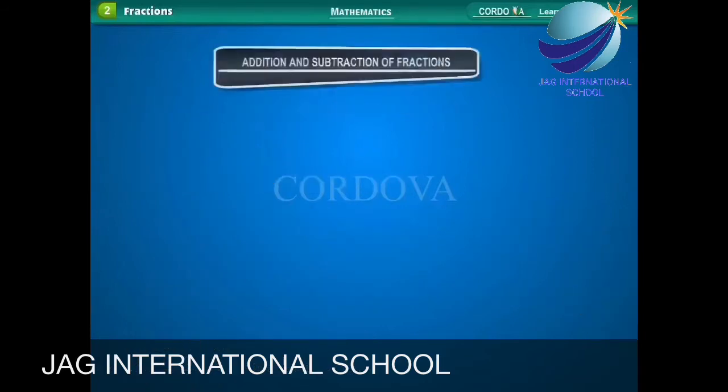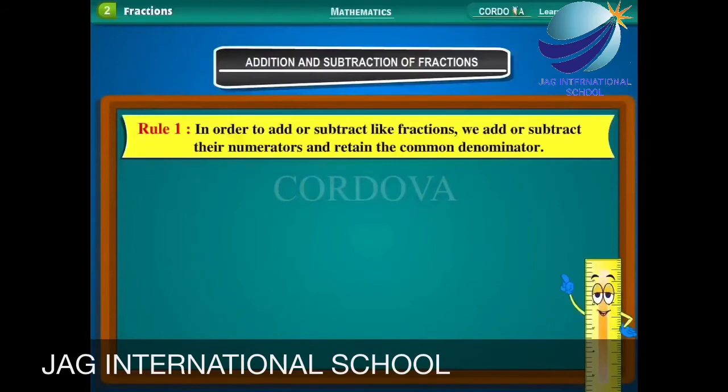Addition and subtraction of fractions. Rule 1. In order to add or subtract like fractions, we add or subtract their numerators and retain the common denominator. Example 1. Simplify 8 upon 15 plus 7 upon 15, 9 upon 10 plus 6 upon 10.